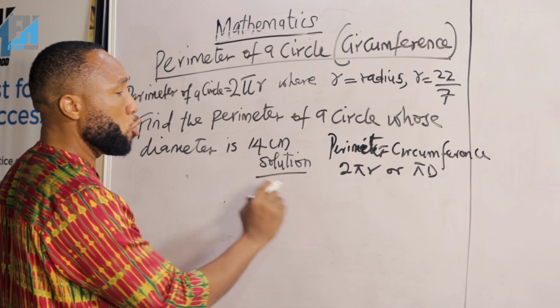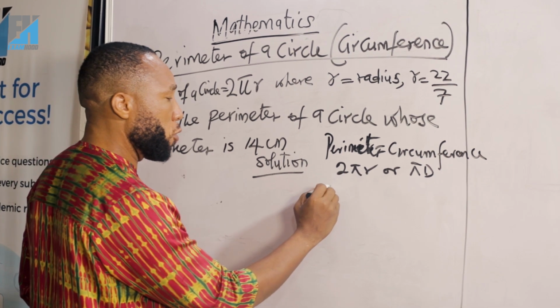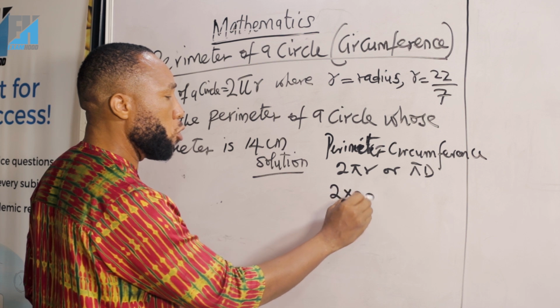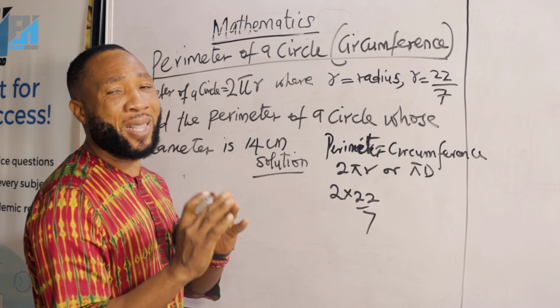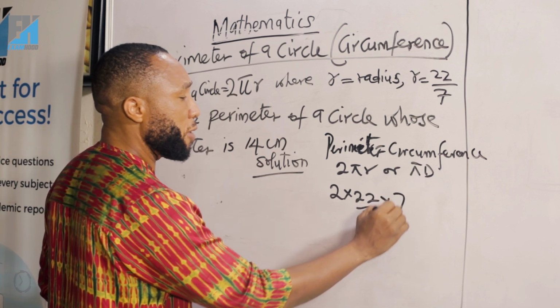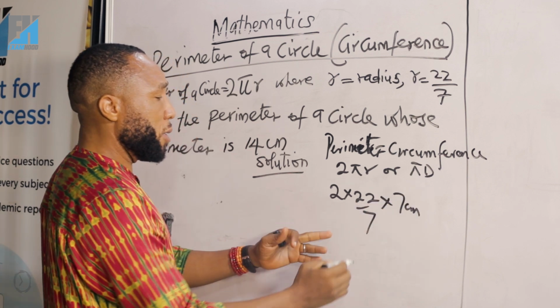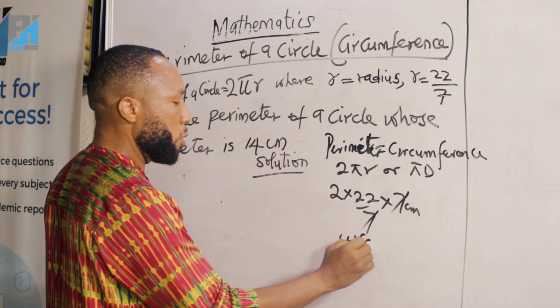So you can do it two ways. If you want to use the radius, you can still use it. That's 2 times 22/7 times the radius. What is our radius? Our radius is diameter divided by 2. So we have 14 centimeters divided by 2. You know that it is what? 7 centimeters. So 7 cancels 7. 2 times 22 will give you 44 centimeters.